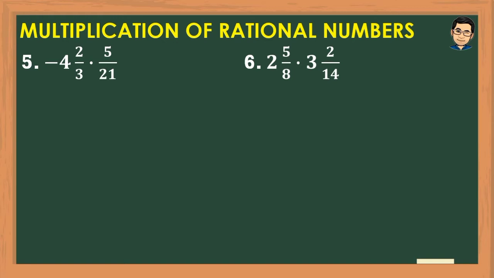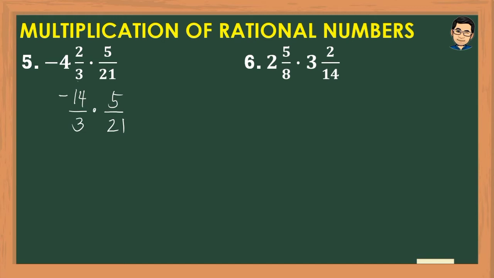So we simply multiply the denominator of the fraction to the whole number. Okay, so 3 times 4, that is 12, or negative 12, plus negative 2, that is negative 14 over 3. Next, times 5 over 21. So yung negative 4 and 2/3 po, equivalent siya sa negative 14 over 3.